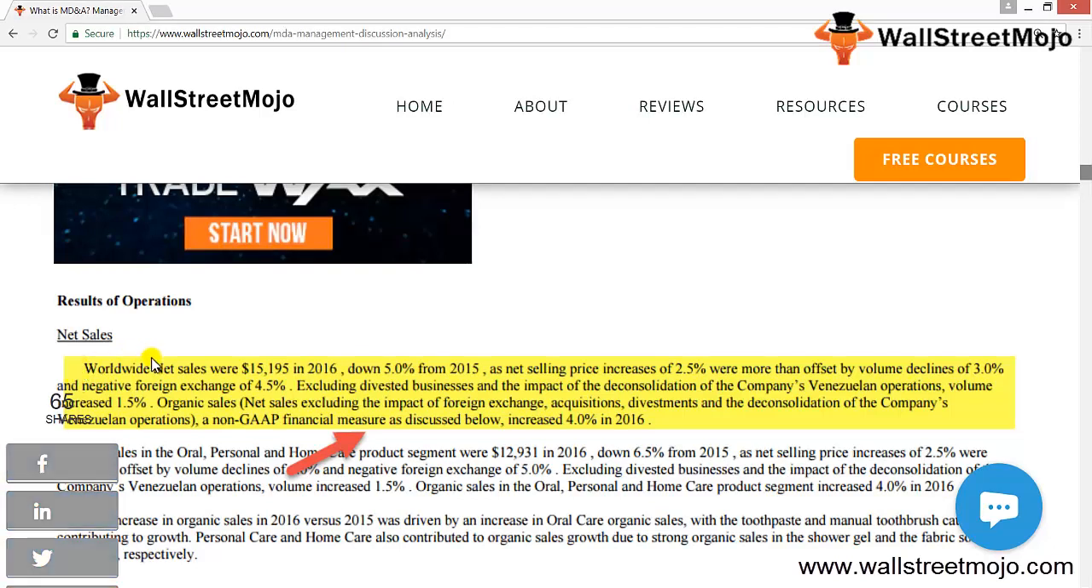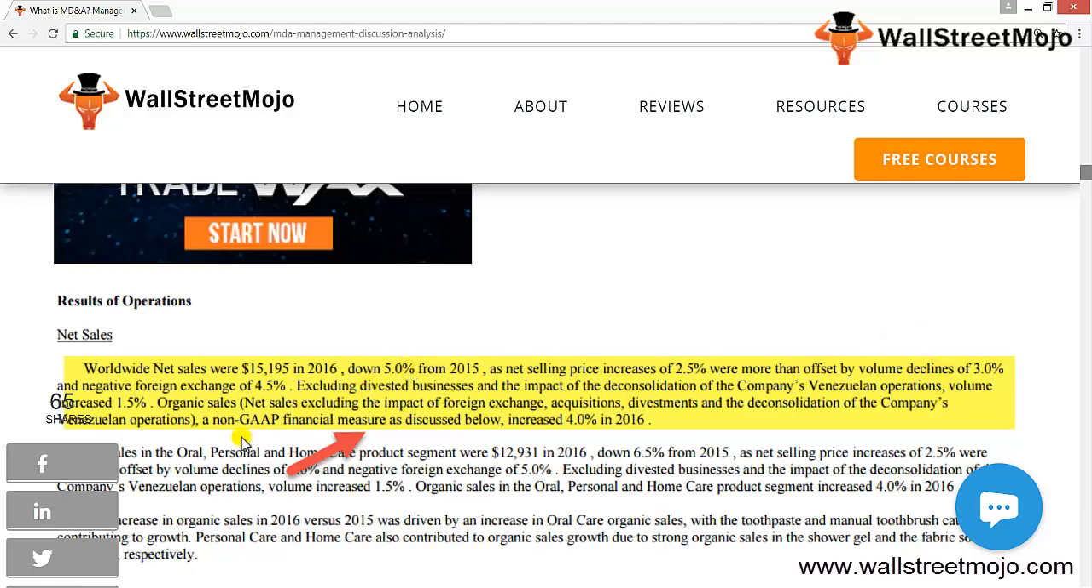As you can see over here, this is the details regarding the result of the operations. Net sales was this. It was down by 5%. Then the net selling price increased by 2.5%, and all of the details regarding the volume has increased by 1.5%, and so on and so forth.